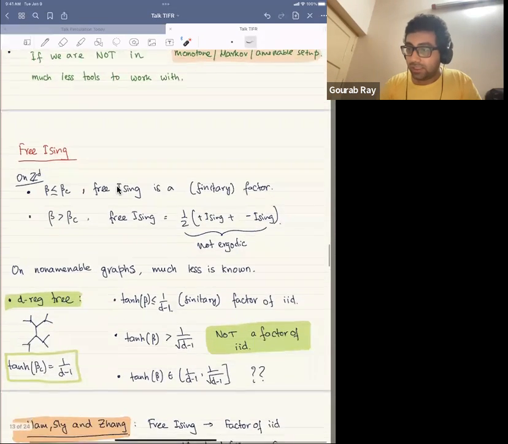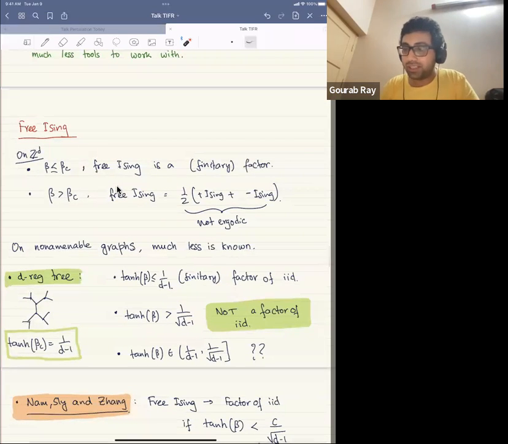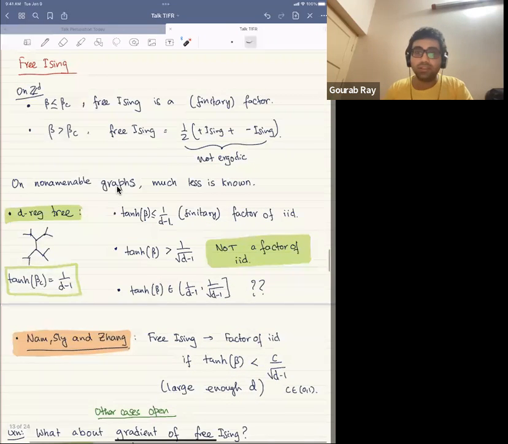Okay. So far I was talking about the plus Ising, but let's look at the free Ising, which is the limit of the Ising model but with no constraint on the boundary values. If the temperature is high, then the free Ising on Z^d is in fact a finitary factor, but if it's a low temperature situation, then it's not ergodic, so therefore it's not a factor of IID. But on non-amenable graphs, the situation is much harder.